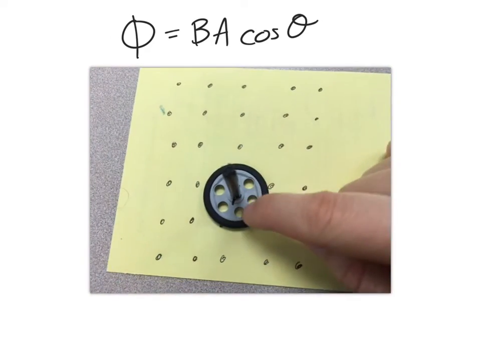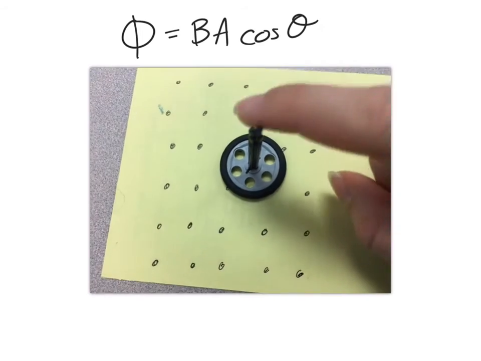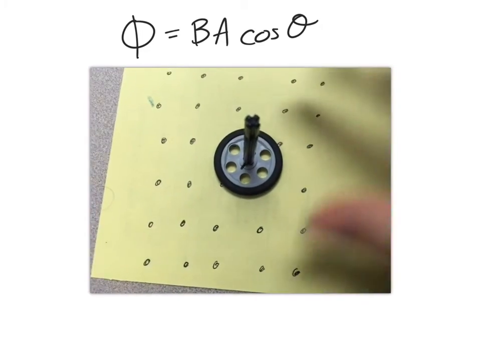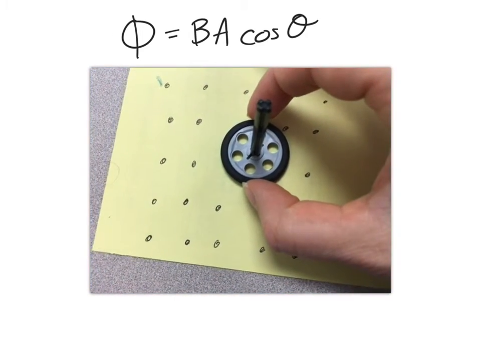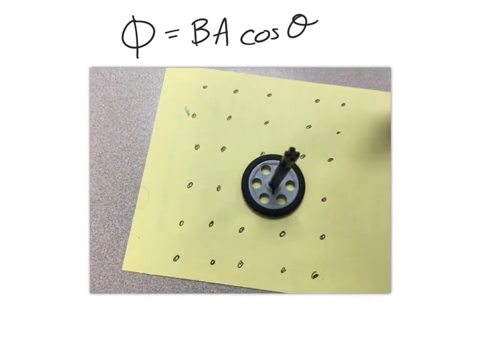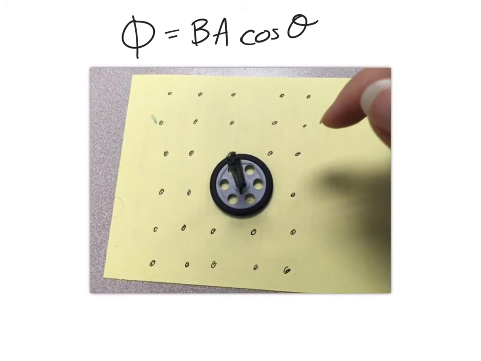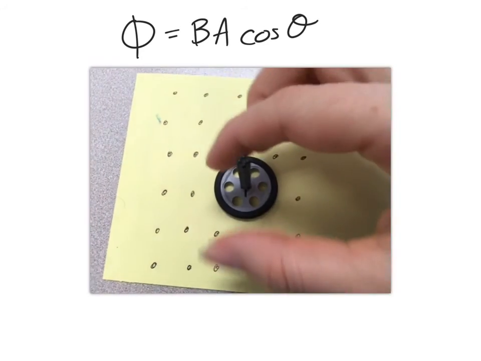Now this is a wheel. You can't see through it. I just found it in this desk. If the area vector of the loop, which is perpendicular to the actual loop itself, 90 degrees from the loop, is pointing in the same direction as the magnetic field, that is a cosine of 0. And the cosine of 0 is 1.